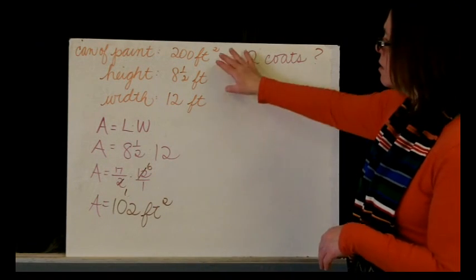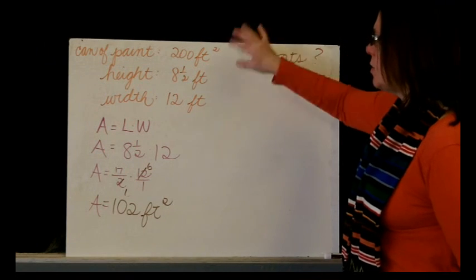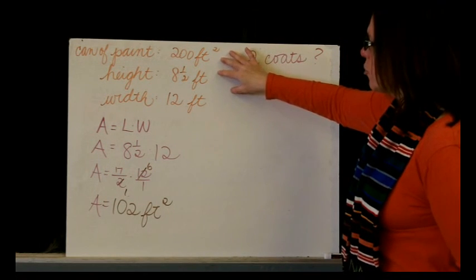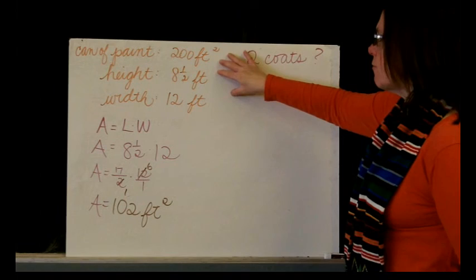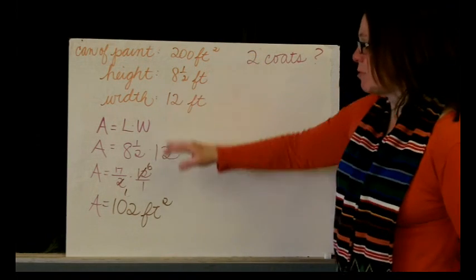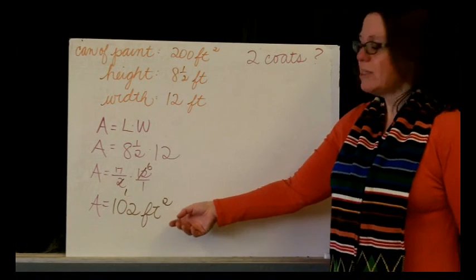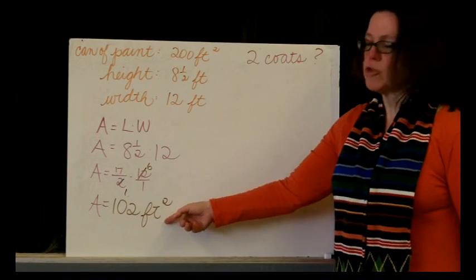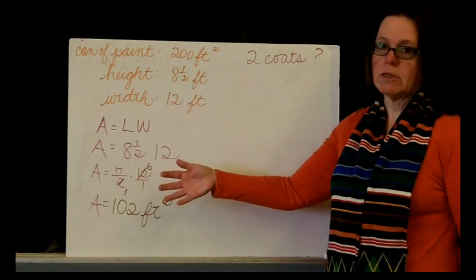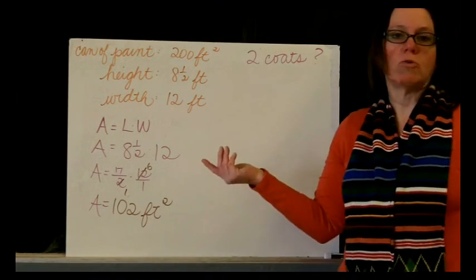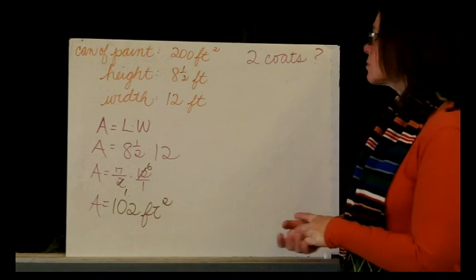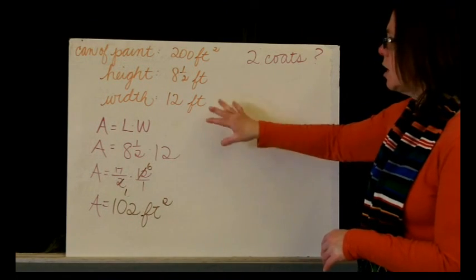Now let's take a look back at the can of paint we have. This can of paint covers 200 square feet of space. Now if we've applied 2 coats, we'll need enough to cover 204 square feet. So the answer is no, we do not have enough paint to put 2 coats on our wall.